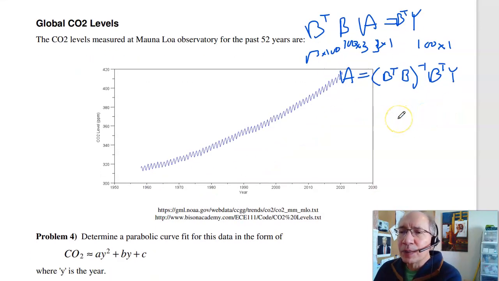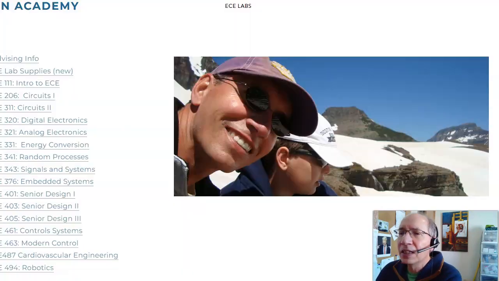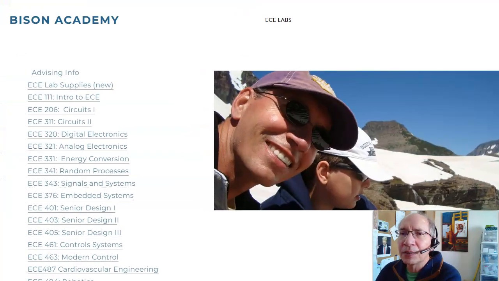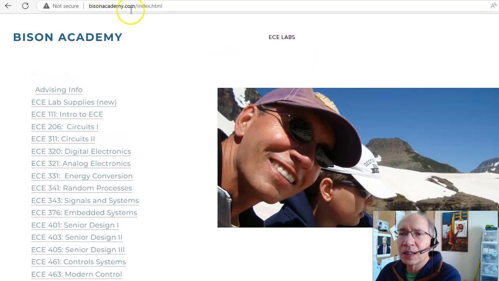First problem, let's do a parabolic curve fit for the CO2 levels. Now, the beauty of MATLAB and the internet is you don't have to sit there and type in that data by hand. If you go to Bison Academy, that's bisonacademy.com, go under 111, that's this class.